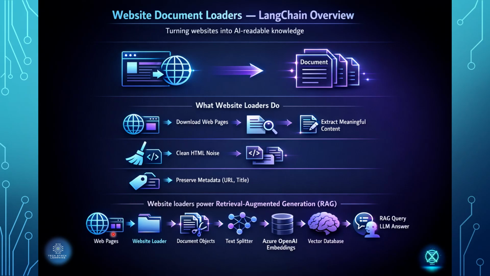Once the website content is converted into structured documents, it can seamlessly flow into the rest of your AI pipeline, what you are seeing here, where the data is split into chunks, then embedded using OpenAI embeddings, and then stored in vector databases. And finally it is queried using retrieval augmented generation, or RAG. This process makes website document loaders a critical foundation for building any kind of application like chatbots, AI search engines, or knowledge-powered assistants that rely on up-to-date information.